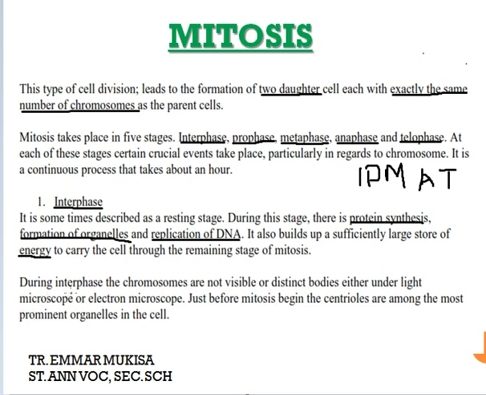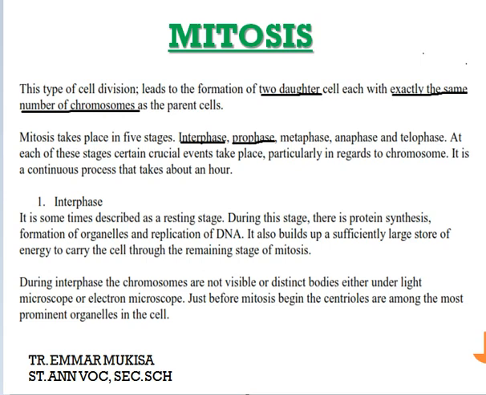So to go through this, during interphase, the chromosomes are not visible. You cannot see these chromosomes. Chromosomes can only become visible under microscopes during the process of cell division. So under light microscope, just before mitosis begins, the centrioles are among the most prominent organelles. So it is very important to take note of the events which take place in interphase before we enter into the real mitosis process.